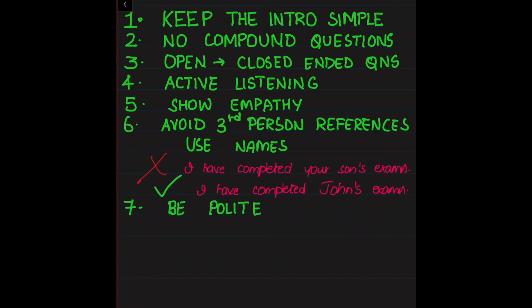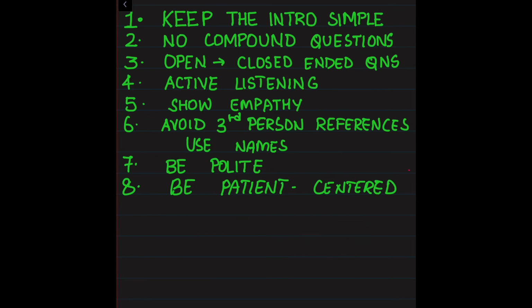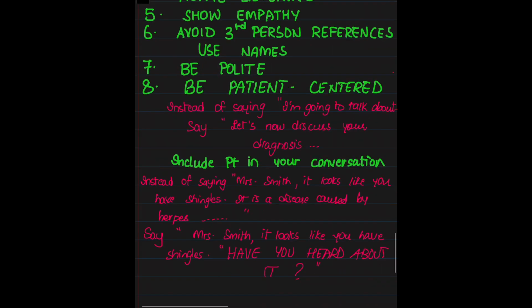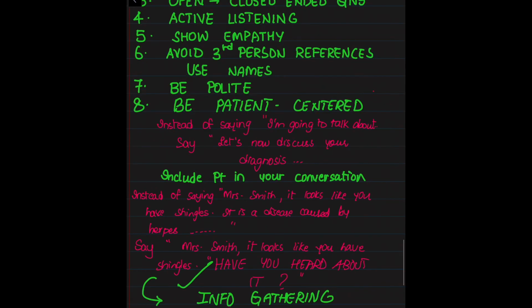The seventh tip is to be polite. Don't say, what is your name? It's better to say, could you tell me your name, please? The eighth tip is to be patient centered. Let's see what that is. Instead of saying I'm going to talk about, say, let's now discuss your diagnosis. Include the patient in your conversation. Instead of saying, Mrs. Smith, it looks like you have shingles, it is a disease caused by herpes, say, Mrs. Smith, it looks like you have shingles. Have you heard about that?